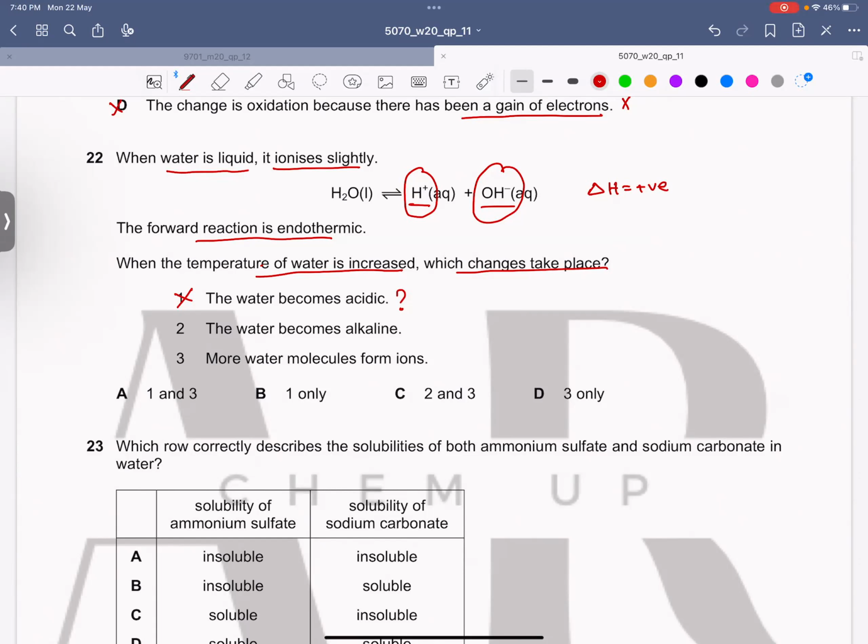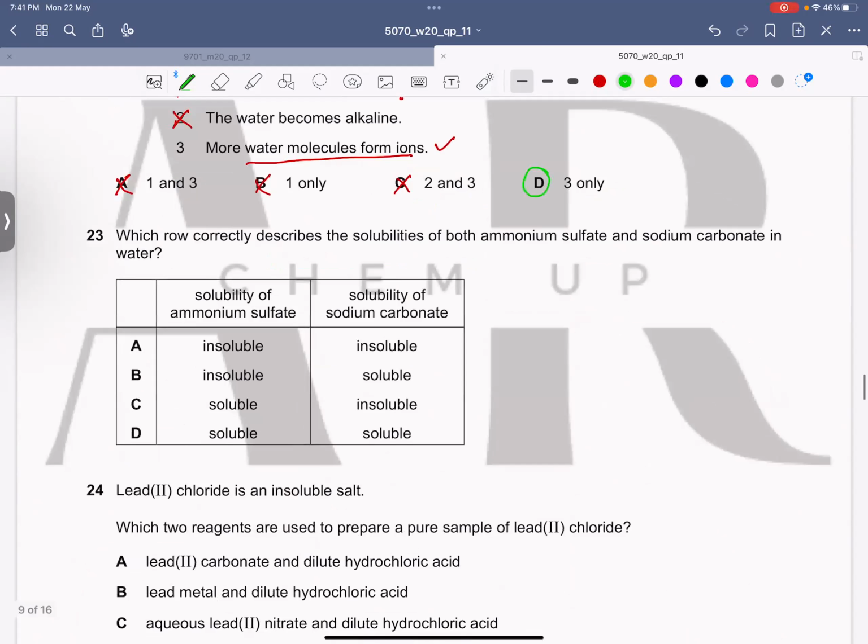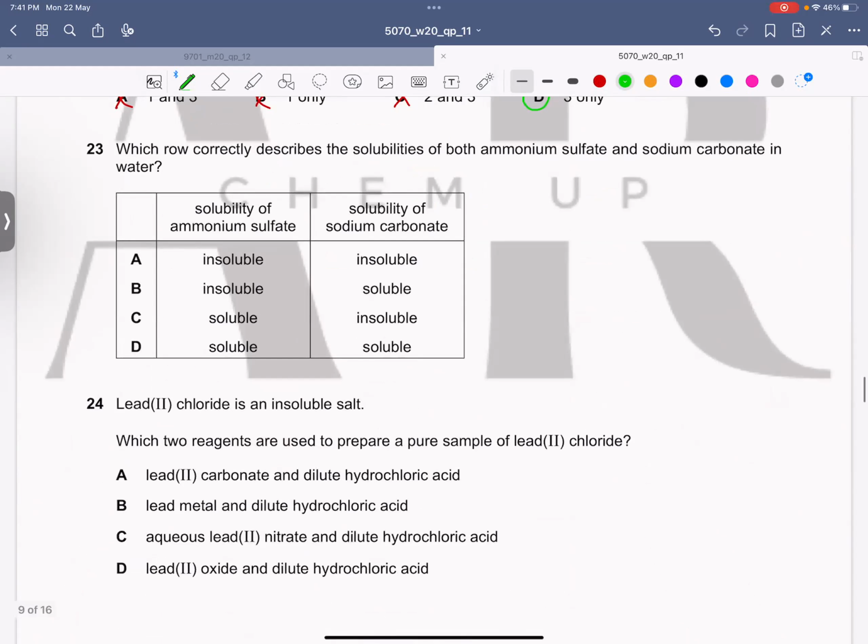The water becomes alkaline. No, it is also wrong. The more water molecules form ions. Yes. When we increase the temperature, the equilibrium shifts towards the endothermic side, and our forward reaction is endothermic. So more dissociation occurs, more hydrogen ions and hydroxide ions would form. So the third statement is correct, which means A, B, and C, all three are wrong, and D is the correct answer.